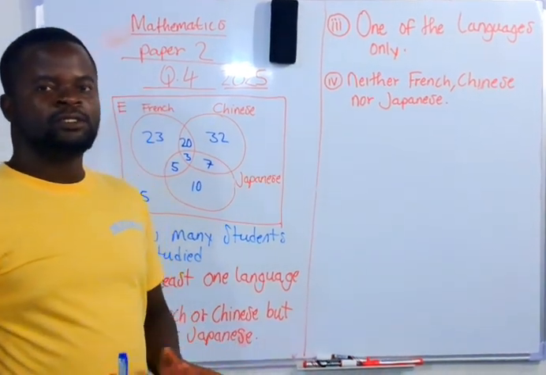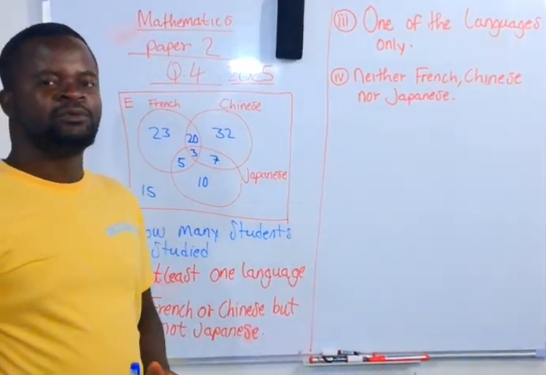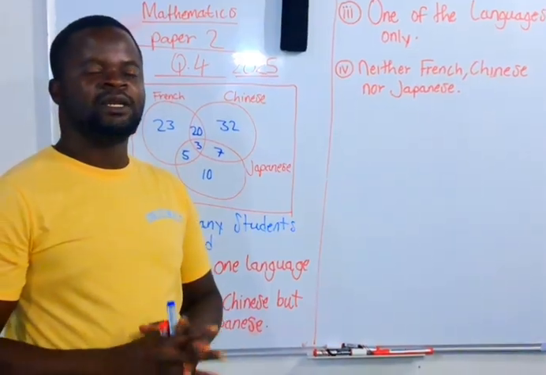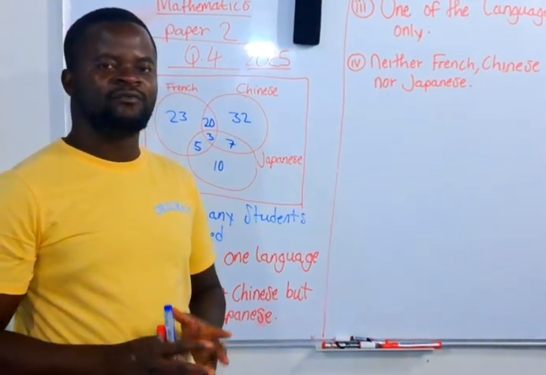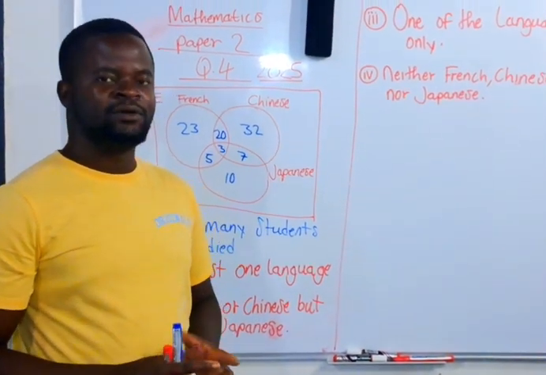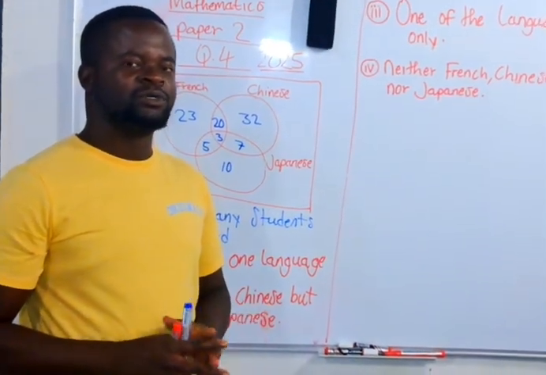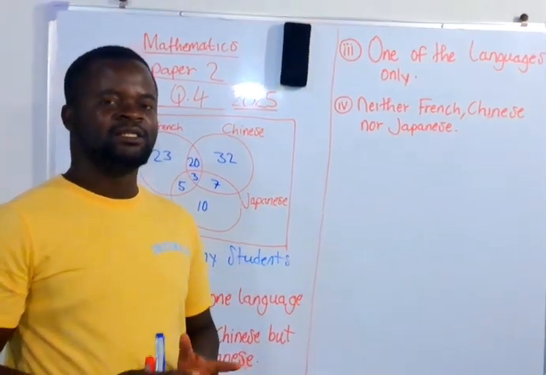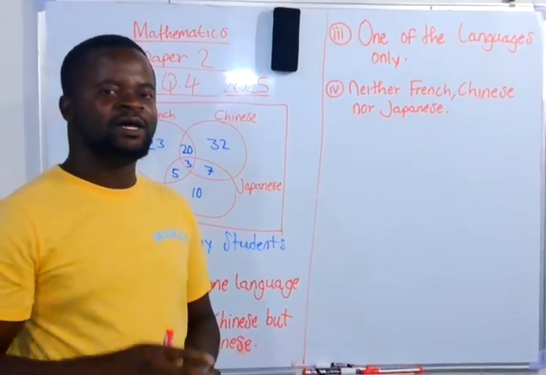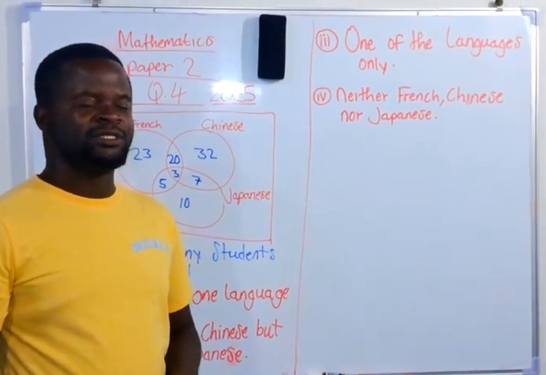Hey there, let's solve mathematics paper 2. We are on question number 4. We are dealing with a Venn diagram. Now, this was quite interesting for those of us who wrote our exams last year. This is mathematics paper 2 under internal exams.